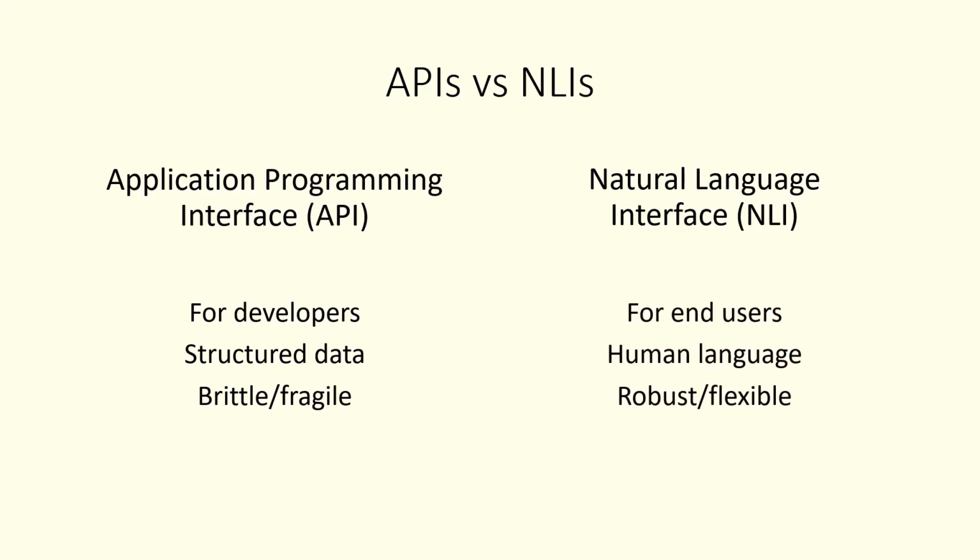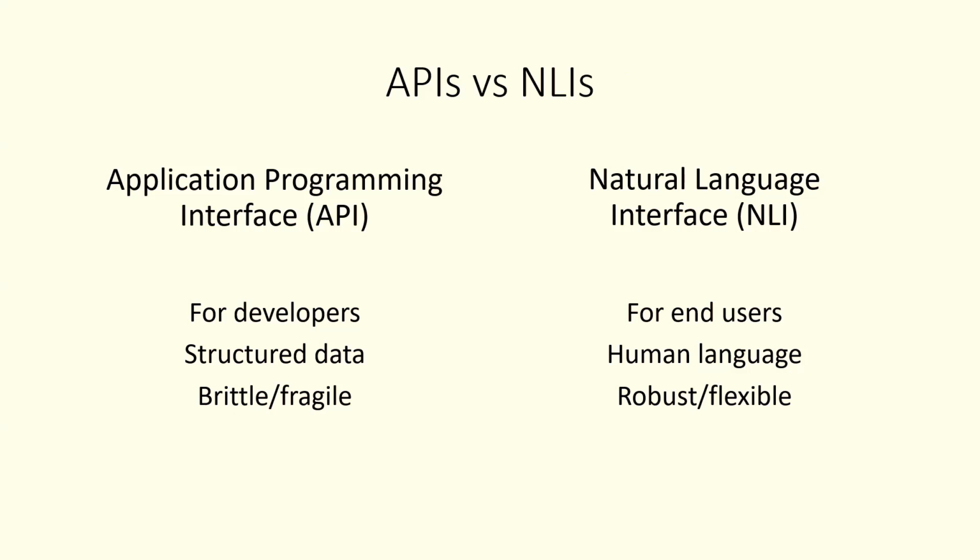Now, these natural language interfaces, or NLIs, allow end users to communicate with these same kinds of subsystems, but with natural language instead of structured data and method calls. They're much more flexible and robust. They can handle deviations from the expected output, handle those kinds of edge cases and anomalies. They're very flexible.